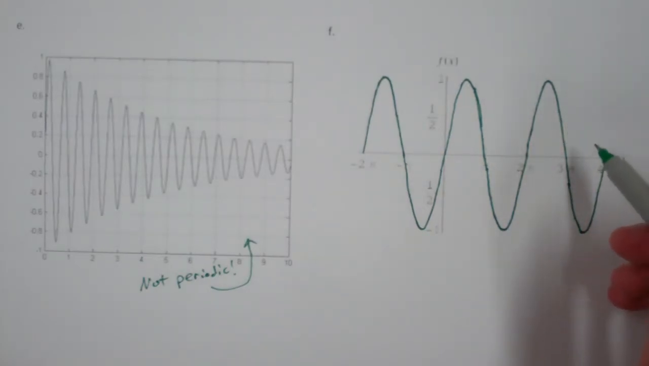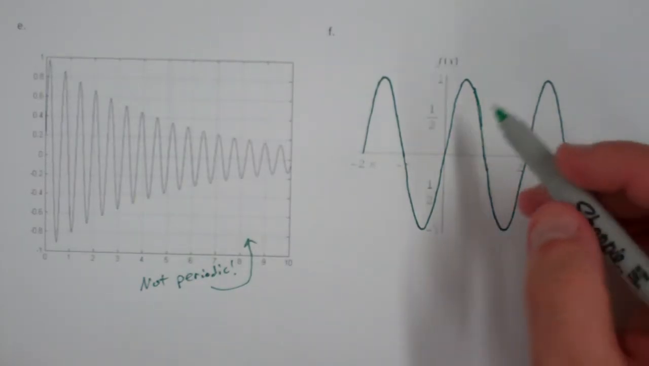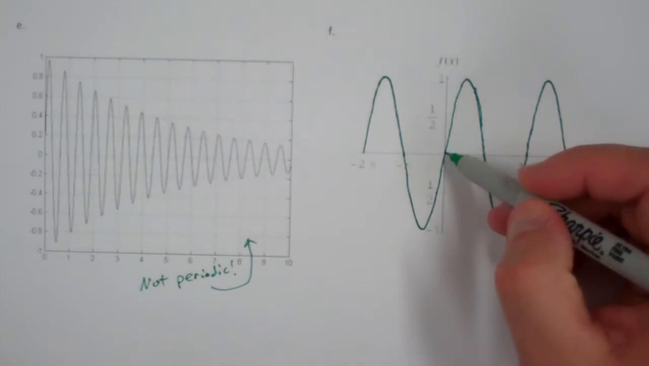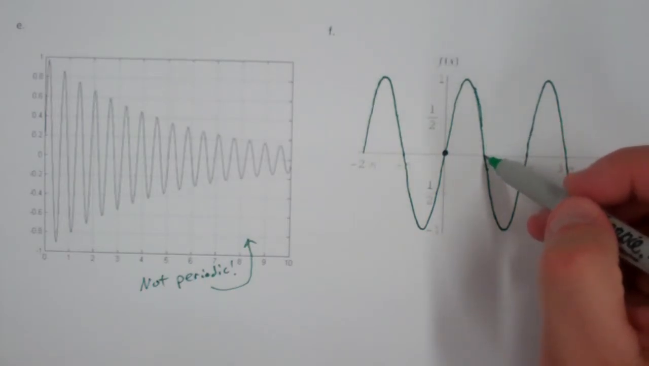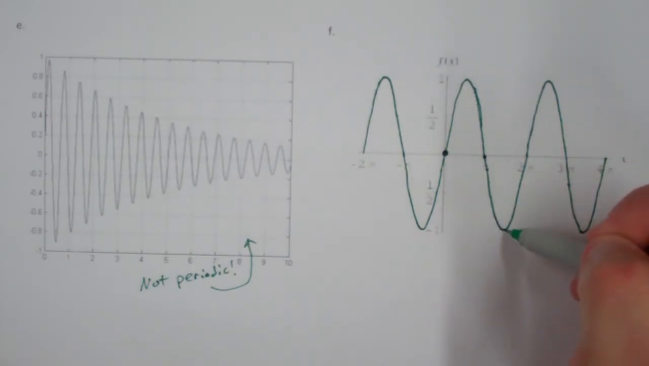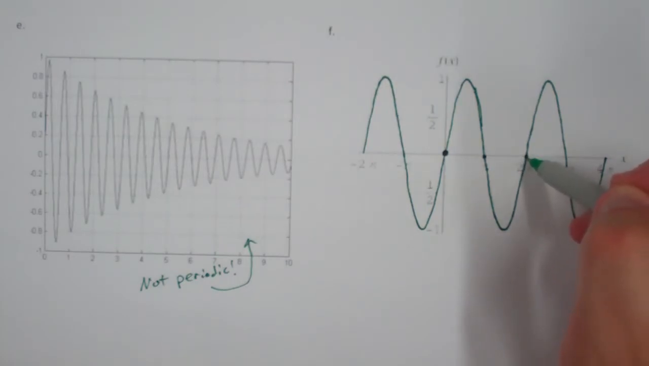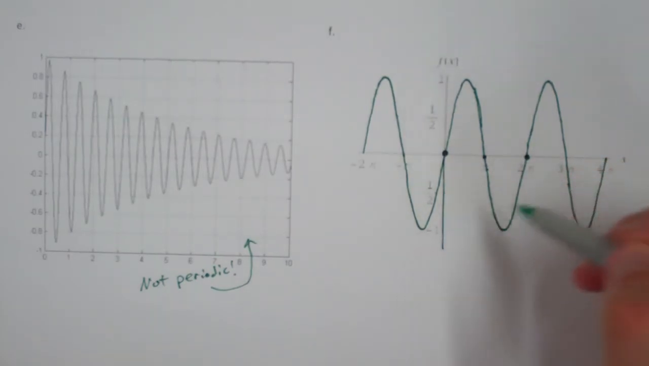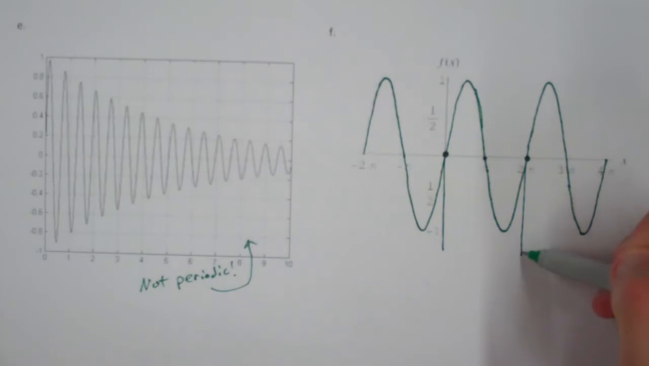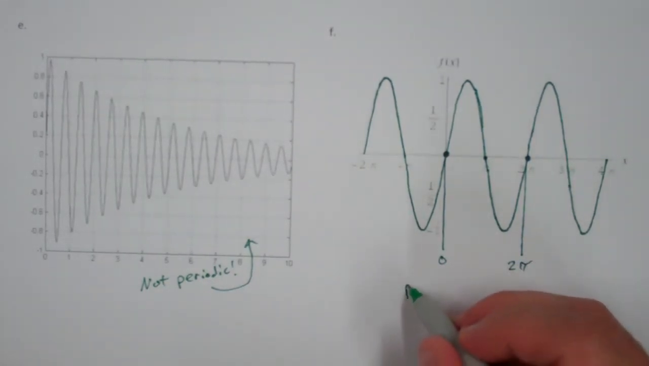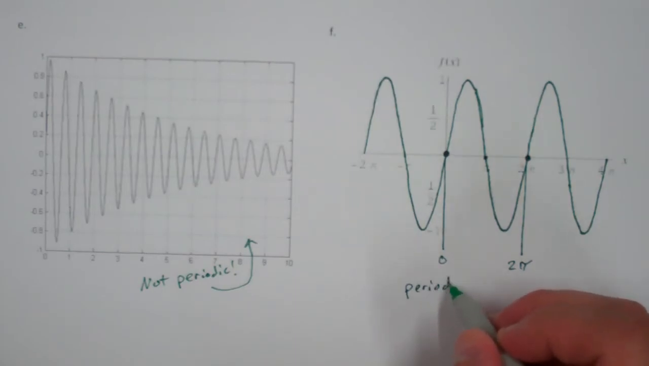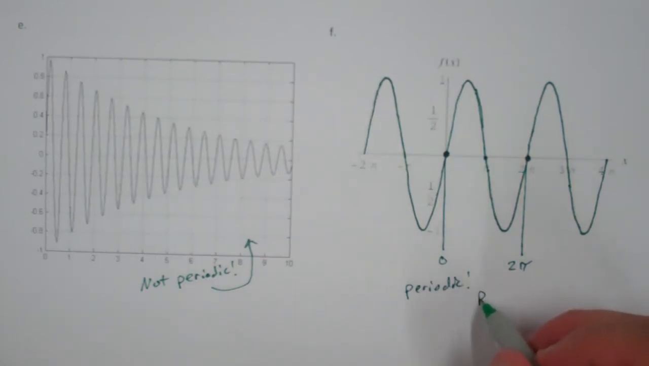So we want to take a look at how often this thing repeats. That's the period. Let's choose this point right here. So here we're at 0, we go up to 1, back to 0, but here we have a -1, and then back up to 0. So the period is going to be between 0 and 2 pi. So we can say that this one is periodic, and the period is 2 pi.